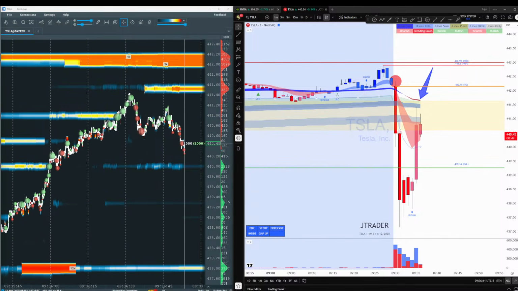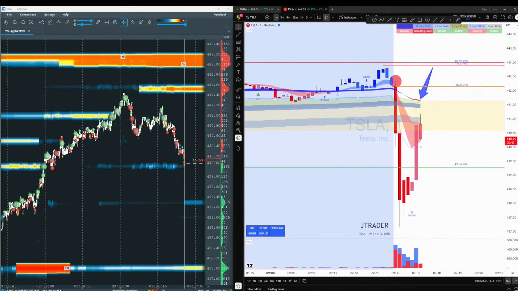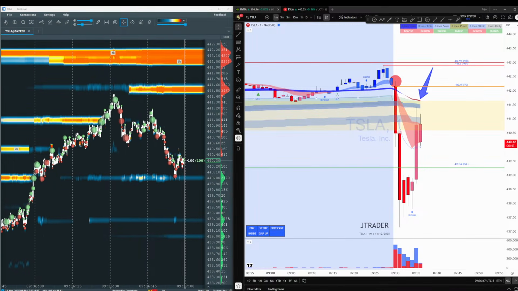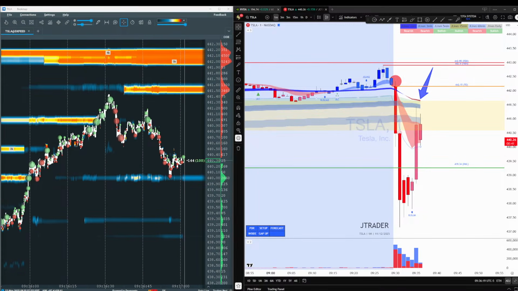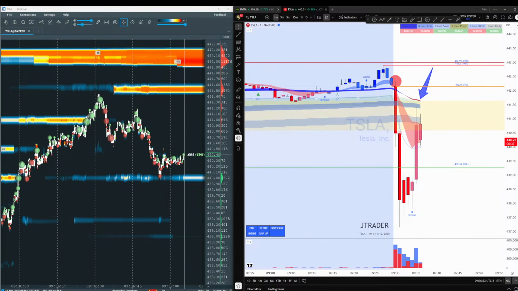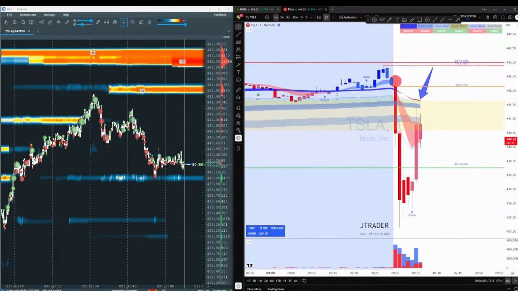Also, short scalp play at 257 on AMD, sorry, 257 short scalp play, using key levels on Bookmap.